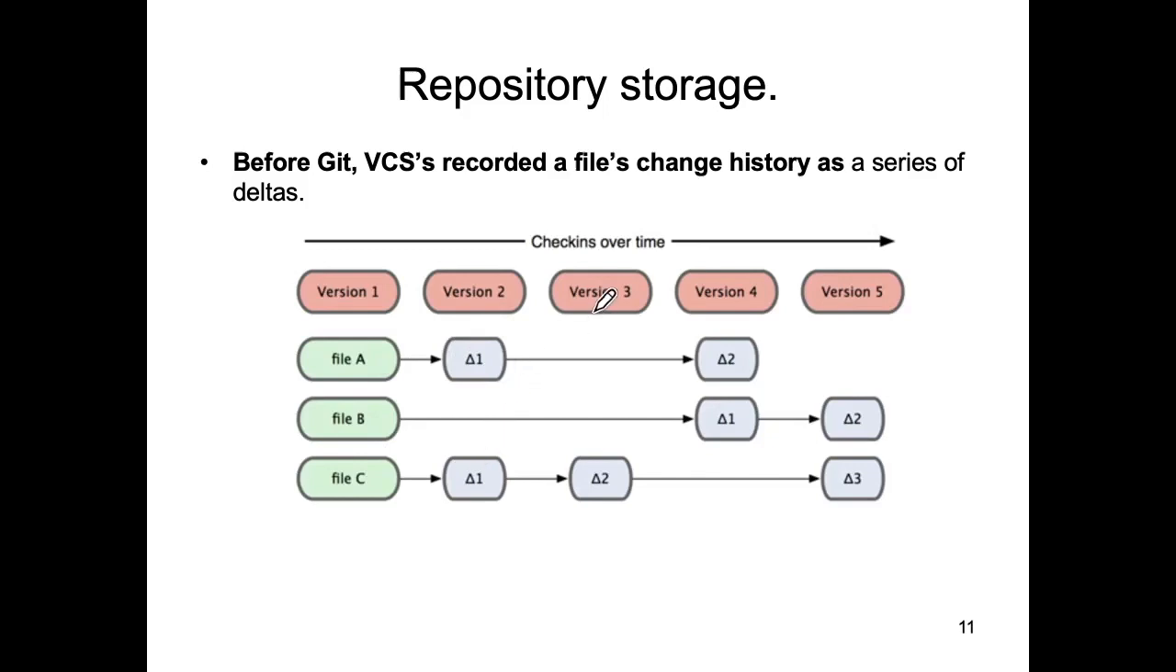I then go along and let's say I make a change to file C and I commit those changes to the repository. This is not how Git works, by the way. But the point I'm trying to get at here is that the way these tools used to work is they just stored the deltas or the changes to the files as you kept on updating the repository with changes to your project.